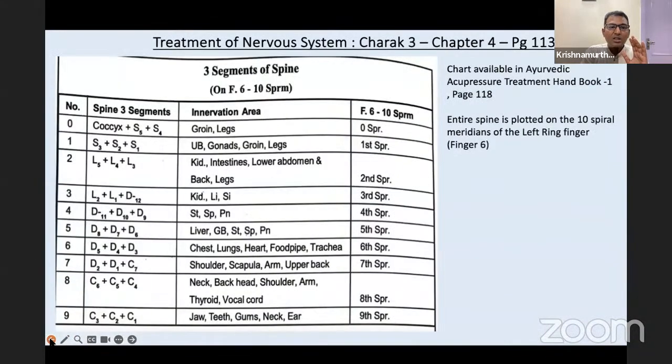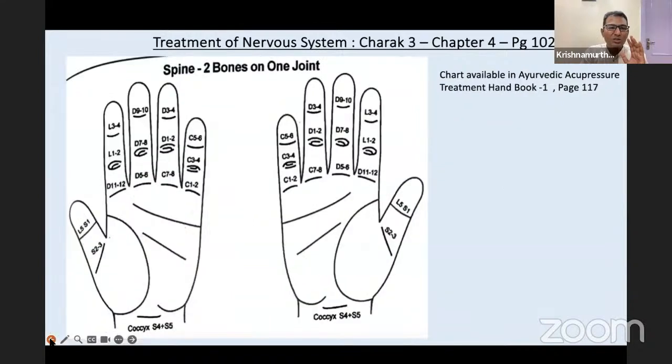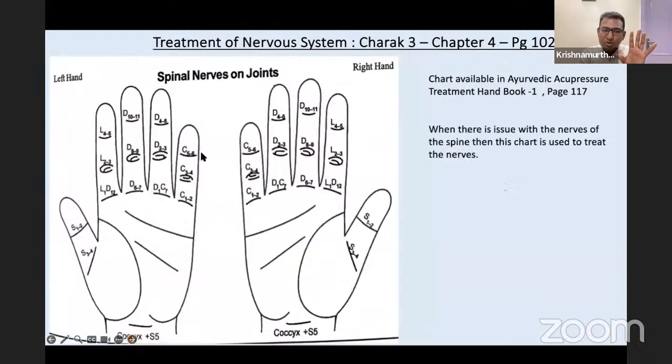Sir, but if the fracture is on the head... Hold on. If it is a bone fracture, you will use this chart. Say if it is in cervical 3, 4, you will use this joint. If it is in lumbar 1, 2, you will use this joint, right? So this is for fracture. And if it is for pain, generally you will use this spinal nerve on joint chart.